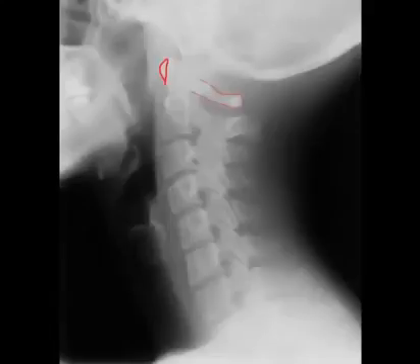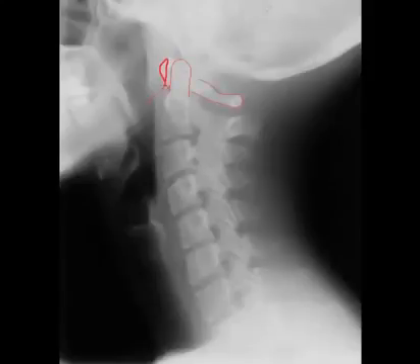There's some debate about whether it's truly an incidental finding or not, but for our purposes, we'll just point it out. Here is the odontoid process, again well known as the dens, and you'll notice that there's a space between the anterior arch of the atlas and the dens.